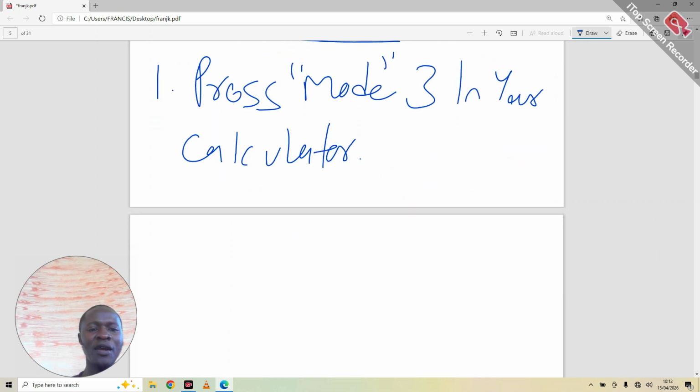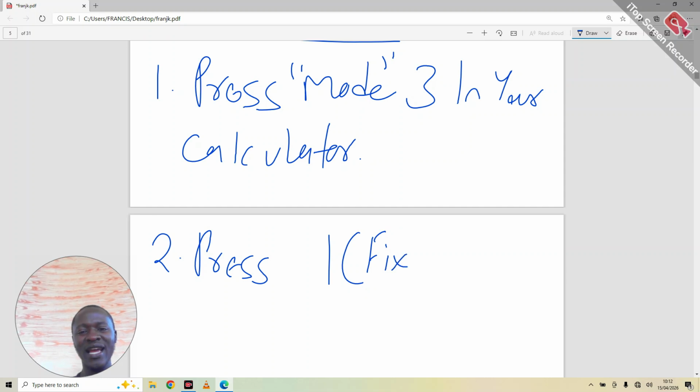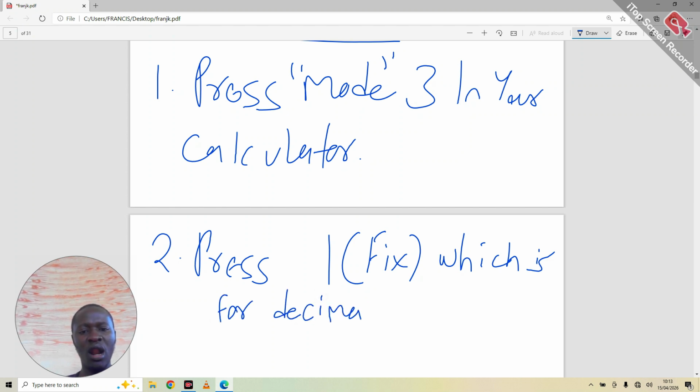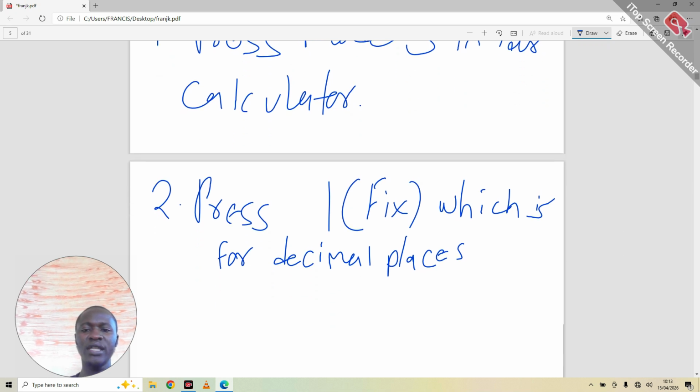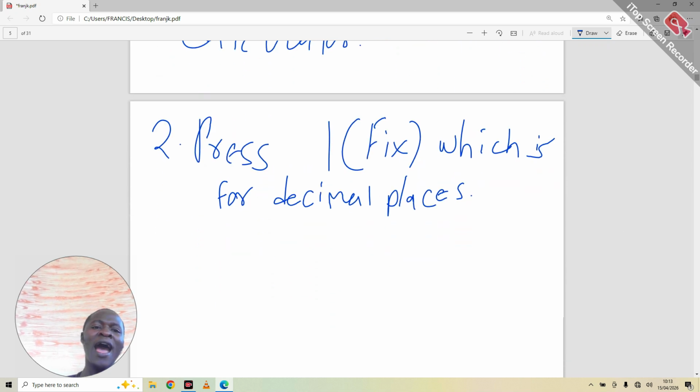After having that, procedure number 2. Press 1, which is fix, and that fix is for decimal places. Great. After having that, you will get fix.